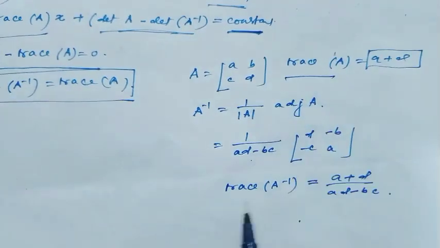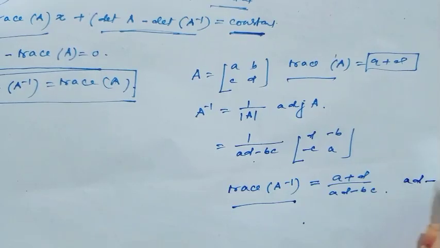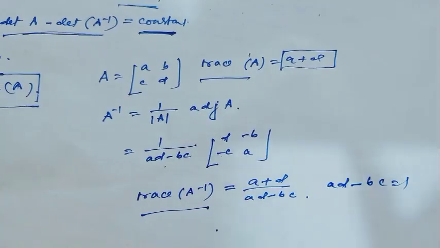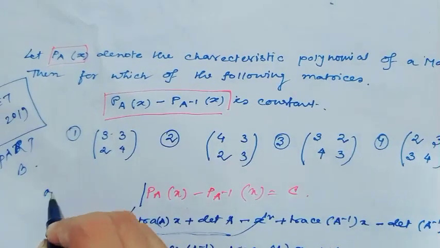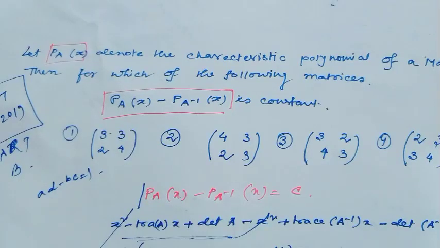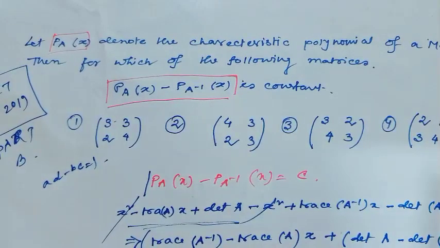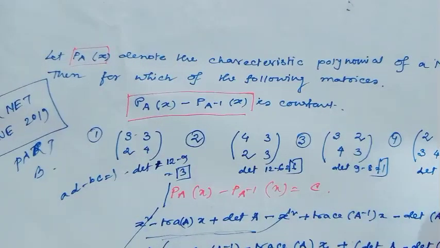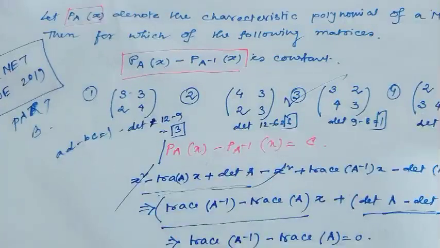Since trace of A equals trace of A inverse, that means obviously this determinant ad minus bc would be 1. Okay, that means among the following matrices we have to find which matrix satisfies ad minus bc equal to 1. Have you understood? This is very conceptual. Notice here the determinant is 3, here 6, here 1 and here minus 1. So, only option 3 is the right option. Okay?